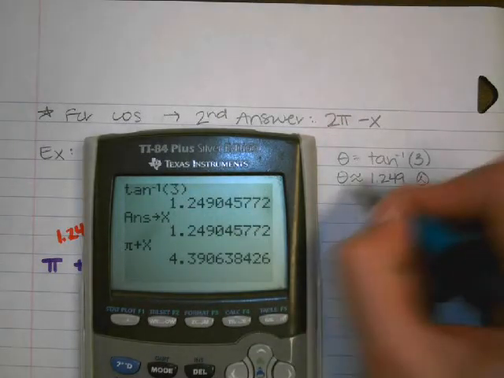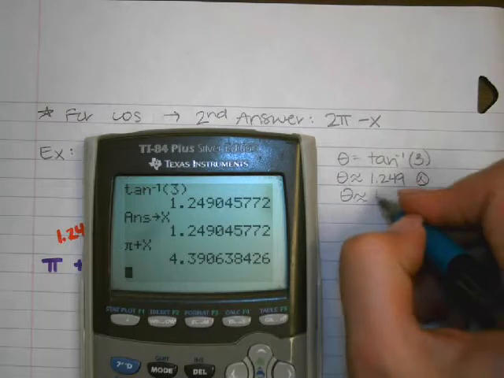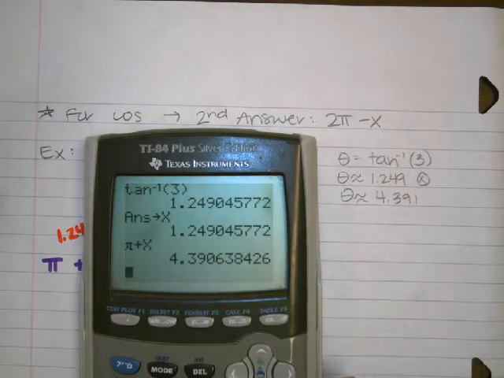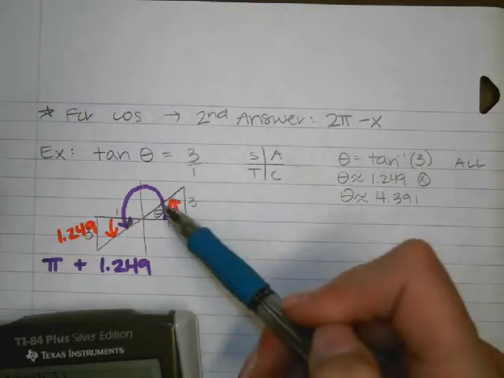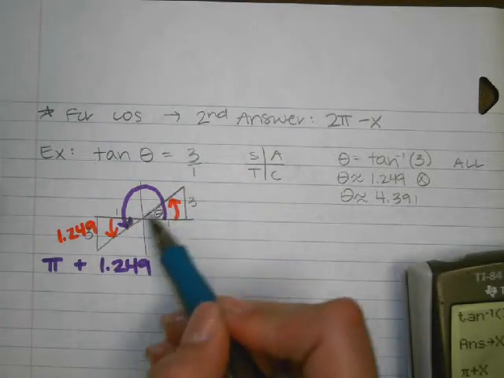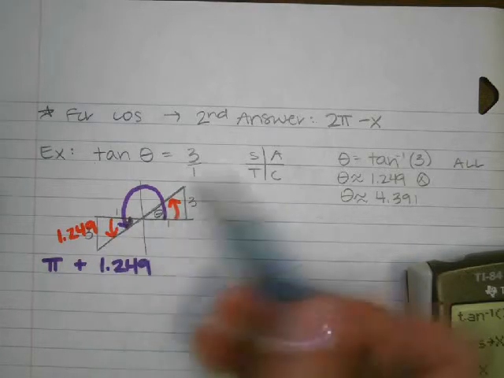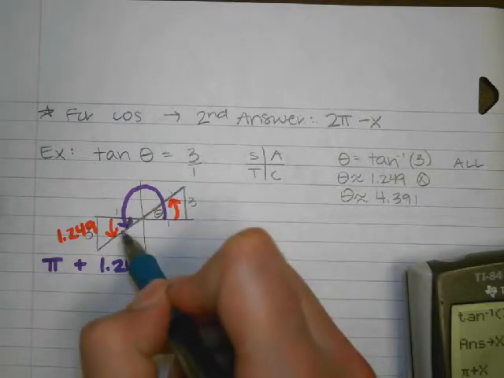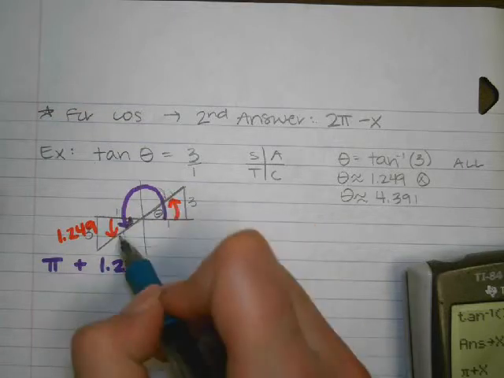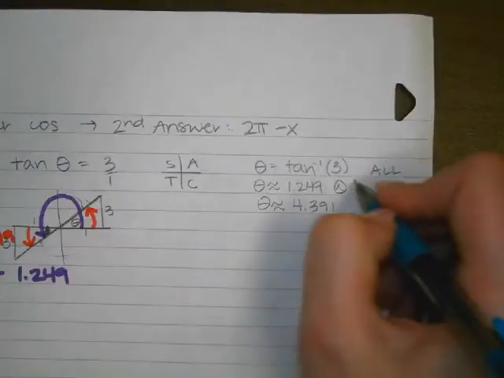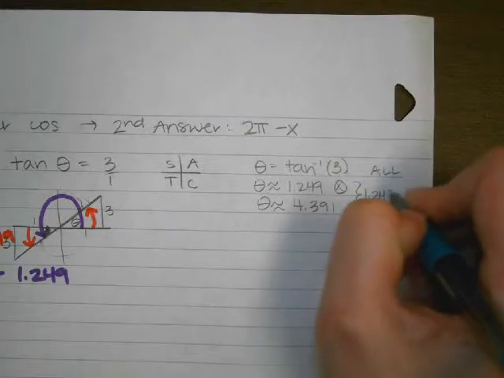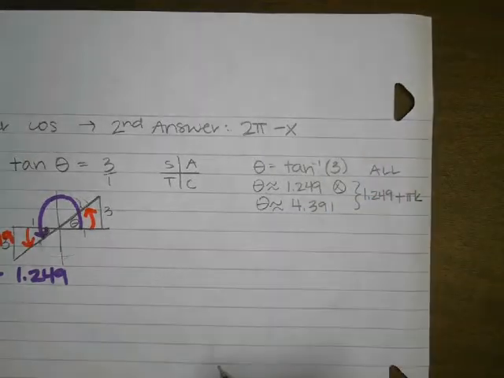Okay, so 4.391. Now what you'll notice is when we do all answers, our answers are going to repeat every pi, because this side right here is a straight line, and that's pi. So to get from this answer to this one, I added pi, and then to get back to this one, I'd add pi, and add pi again. So we don't need to say this one plus 2 pi and this one plus 2 pi. For these, we can just say 1.249 plus pi k, and that's because tangent answers repeat every pi.